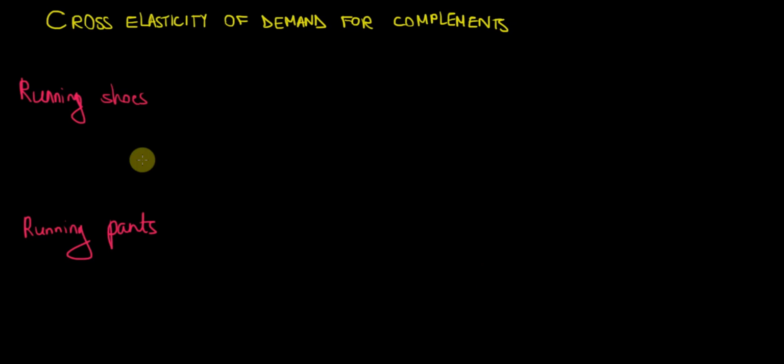In this video, let's discuss the cross-elasticity of demand for complements. Recall from the previous video that we argued the concept of cross-elasticity of demand in the case for substitutes. So we saw that when the cross-elasticity of demand is positive, it means that this is applicable for related goods that happen to be substitutes.